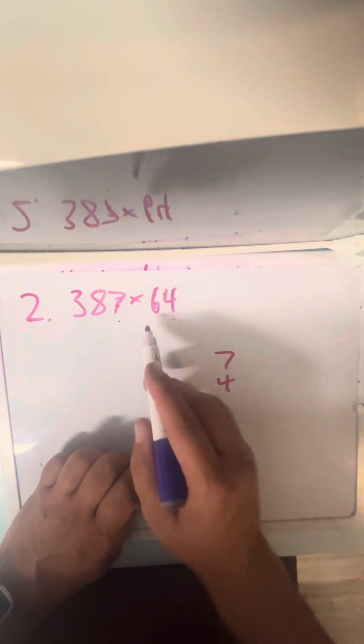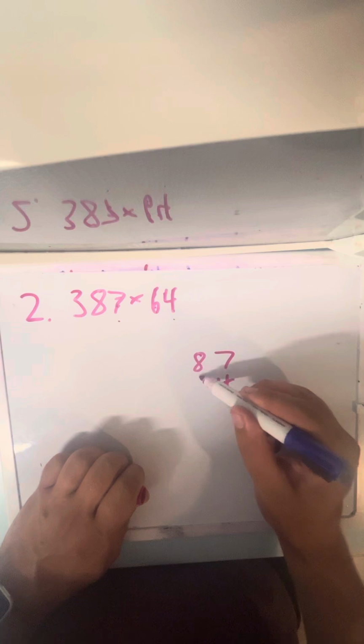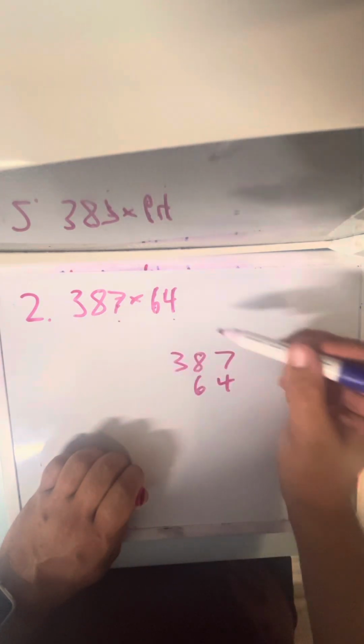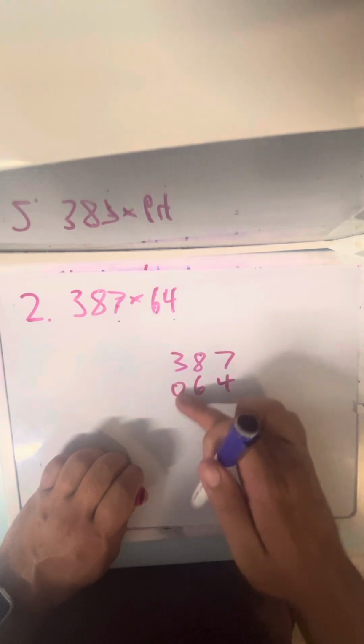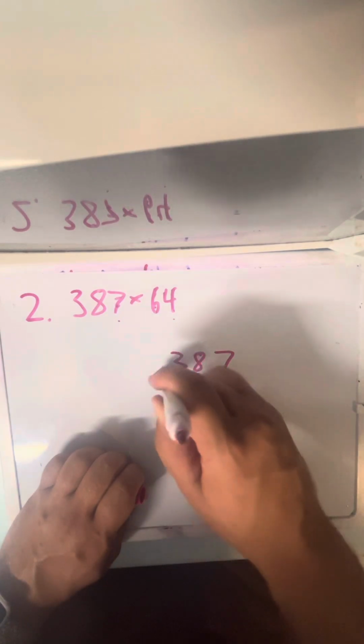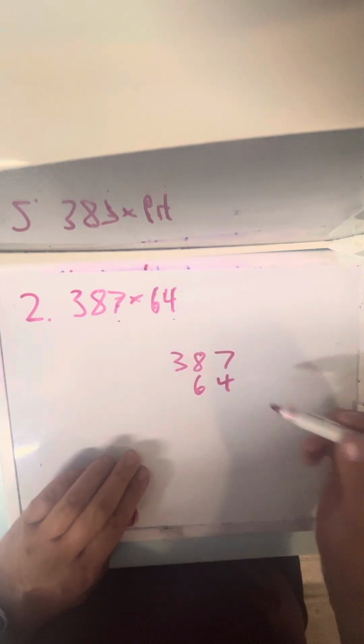Now I want to line up my tens. In 387, we have an 8. And in 64, we have a 6. My hundreds, 387, I have a 3. In 64, I have a 0, but I don't have to write that. So now we have them lined up vertically.